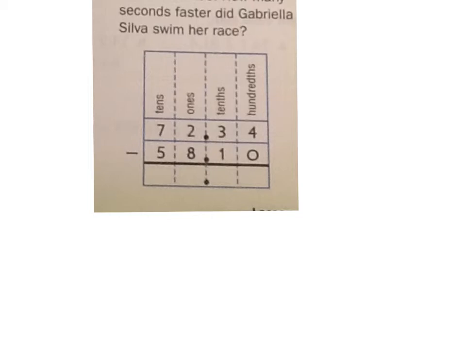So doing this, I just simply subtract. 4 minus 0 is 4. 3 minus 1 is 2. 2 minus 8 I cannot do, so I need to borrow. Leaving me with 12 minus 8, which is 4. The 7 turns into a 6, so I'm left with 6 minus 5, which is 1. Hopefully adding and subtracting is simple for you. You just got to add the decimals now. So my answer is going to be 14.24.